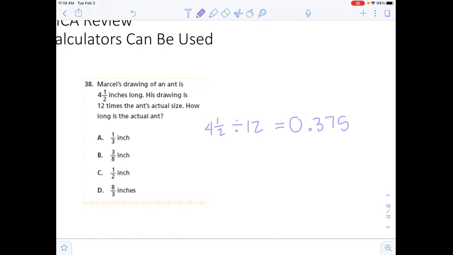Okay, but here's the problem. We have options that are in fractions. So let's use process of elimination for this. 1/3, we know that one is 0.3 repeating, so it's not that. 3/8 could be. 1/2 is 0.5, so nope, can't be that. And 8/3, well, that's bigger than 2, right? So that's larger than 2, because 3 goes into 8 2 times, so it can't be that. So just by process of elimination, we know that it has to be letter B.